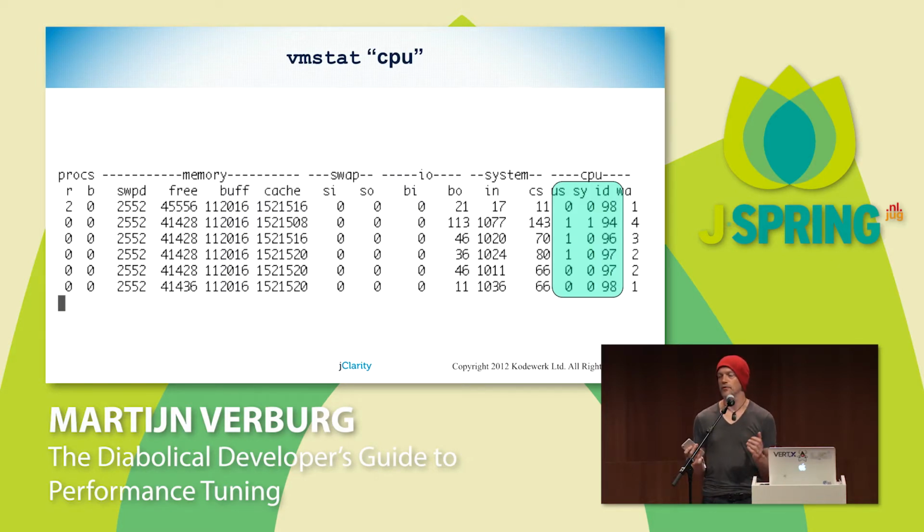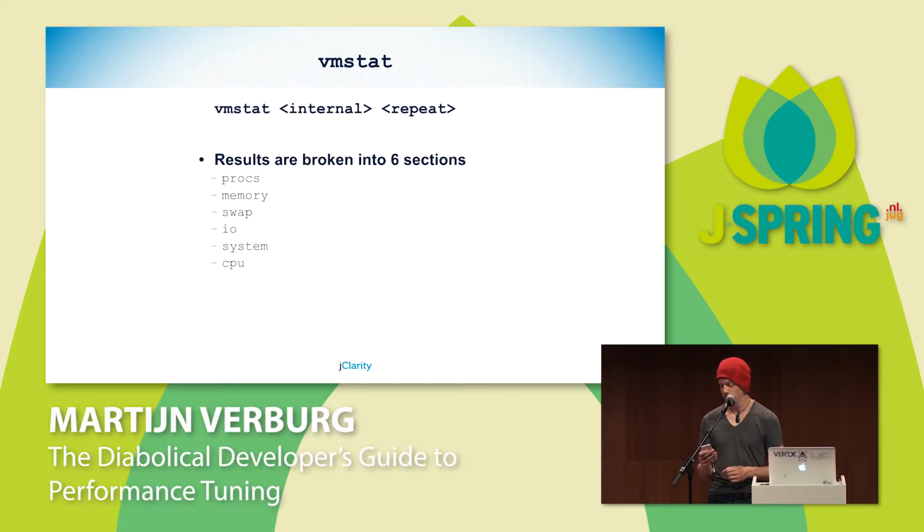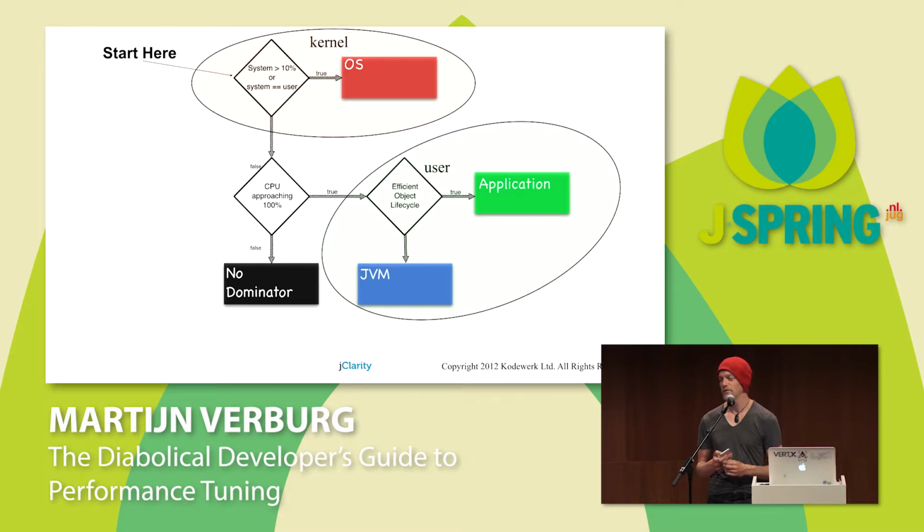So the output has lots of different things in it. It has some details about what the memory is doing. It has some details about what the hard disk is doing, which is the BI and BO columns. And most importantly, it has the CPU information. And you can see 3 very interesting columns there. User, system, and idle. Ooh, you recognize these from earlier, don't you? User, system, and no dominator, or idle.